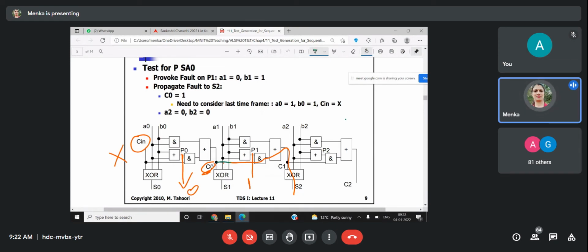This is C0. C0 has to have certain value, then it will go here. So you have to tell me what will be the value of C0. C0 का target क्या होना चाहिए हमारा? One. Non-controlling value of AND, that is 1, right? So C0 = 1 is our target. ये बात समझ में आई कि नहीं आई सभी को?